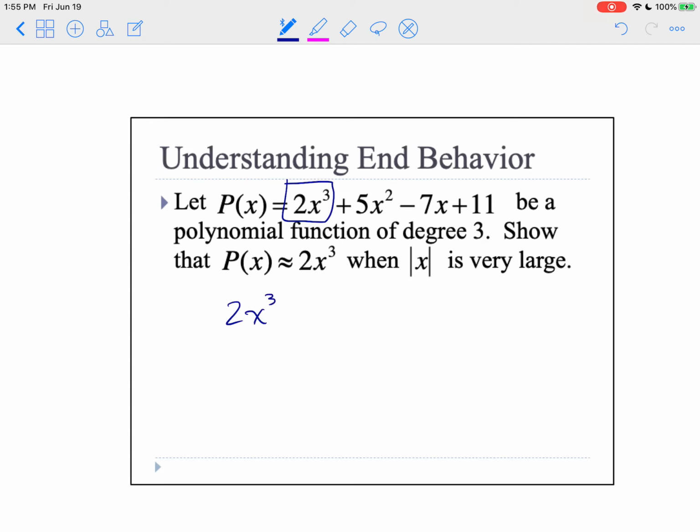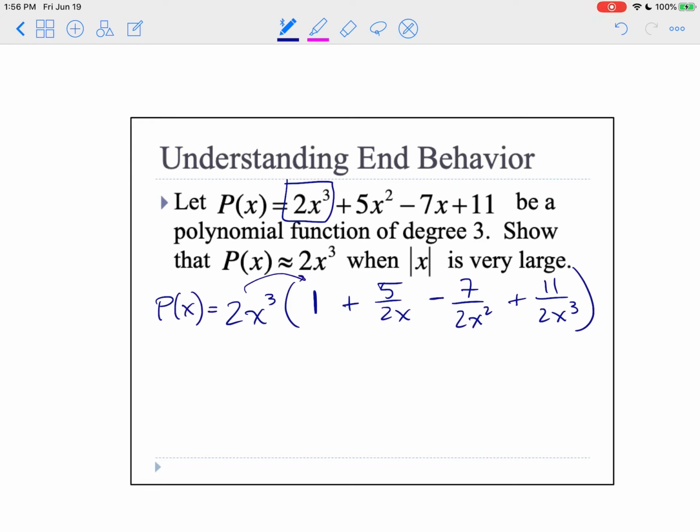So if I factor a 2x cubed out of this whole function, even though I know 2x cubed doesn't go evenly into these, that's fine. I can still factor it out. 2x cubed divided by 2x cubed gives me 1. 5x squared divided by 2x cubed gives me 5 over 2x. Negative 7 divided by 2x cubed gives me negative 7 over 2x squared, and then plus 11 over 2x cubed. So I can factor out a 2x cubed here. And this is equivalent, because if I distribute this, I'm going to get back the original.